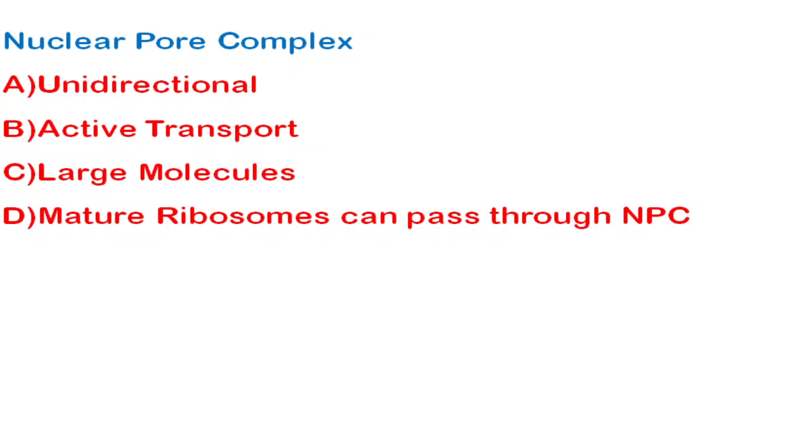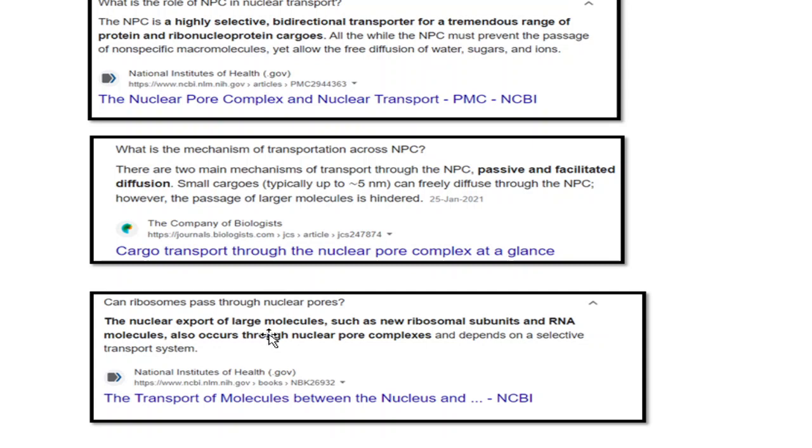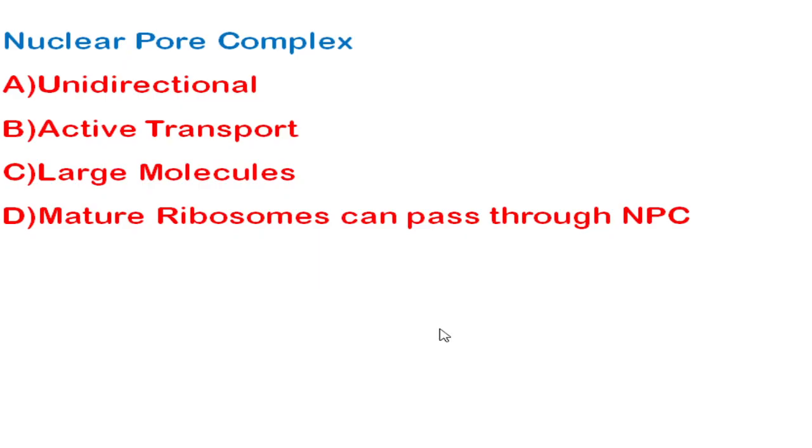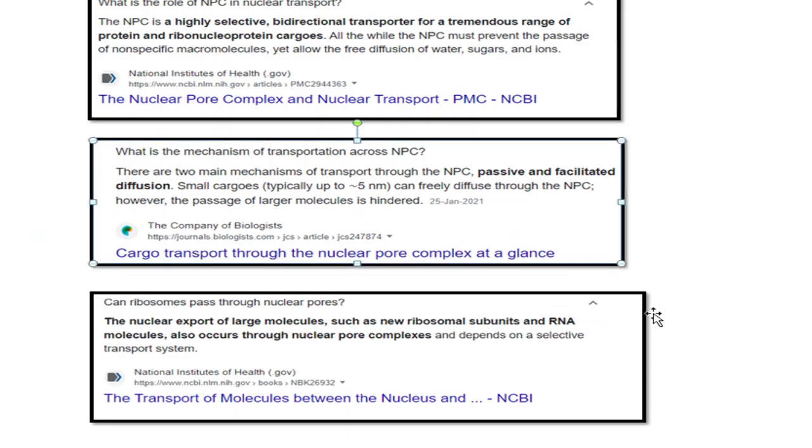Why am I telling this? Here you can find the correct answer for this question is that large molecules can be transported only if they have a cargo protein. Option D is incorrect only. I have revised many articles. Here you can find the nuclear export of large molecules through the nuclear pore complex, such as a new ribosomal subunit. Ribosomal subunits alone can pass through the nuclear pore complex, and immature ribosomes alone can enter. Maturation of ribosomes takes place in the cytosol. So here they have given mature ribosome can pass through NPC, which is absolutely a wrong statement. So the correct answer for this nuclear pore complex is that large molecules can be transported.